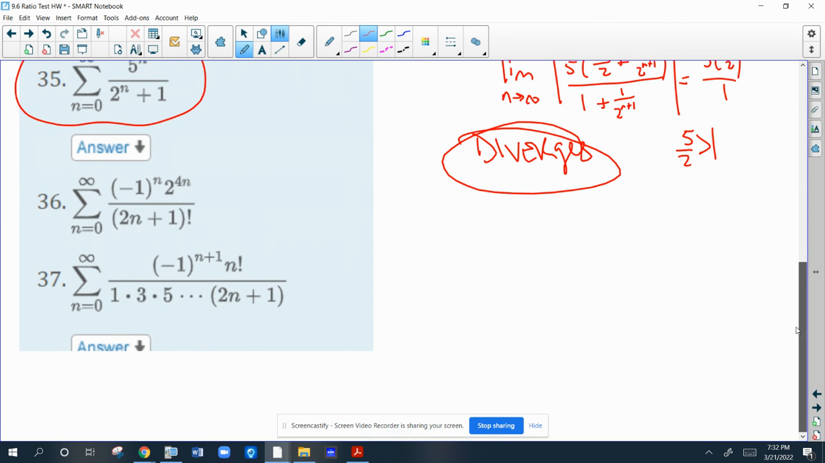Last one. The n plus first term. And remember, this is absolute value, so we can ignore the negative 1 to the n plus 1. This bottom is not a factorial. Be careful. It's 1 times 3. It's all the odd numbers.